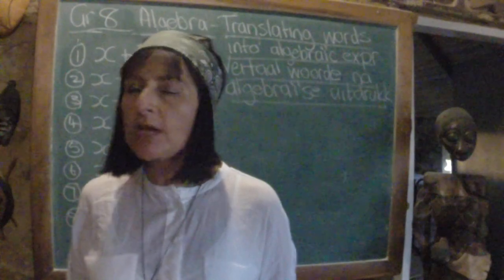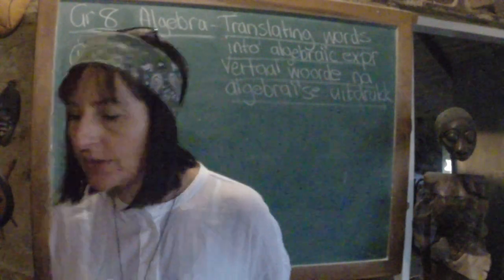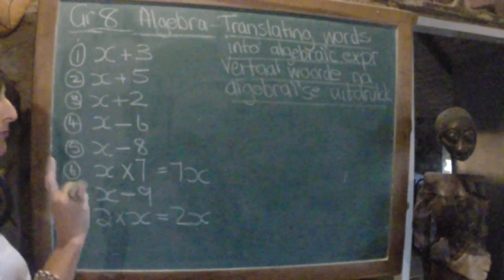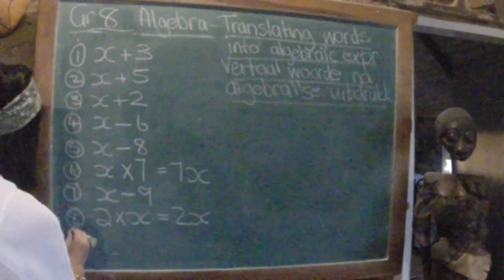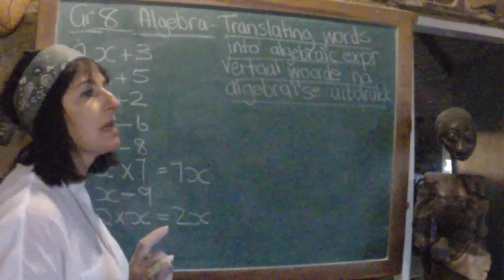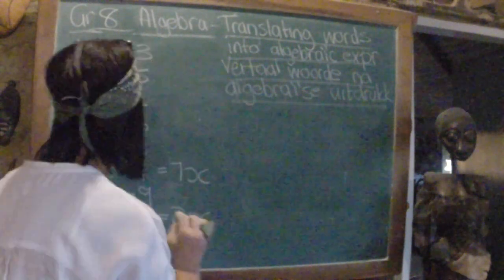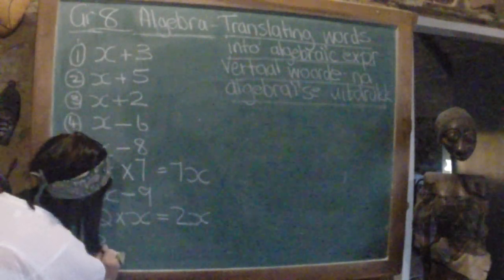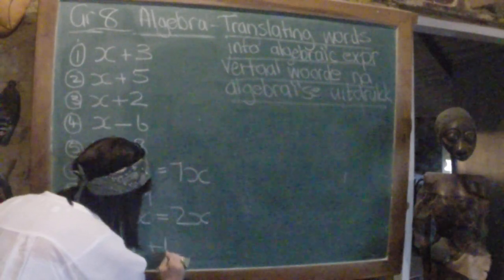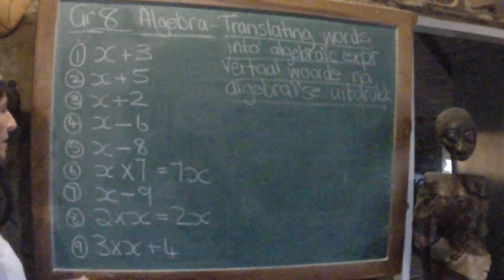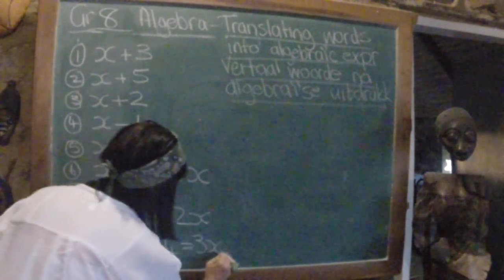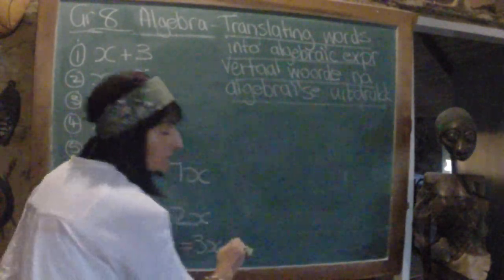4 more than 3 times a certain number. Let's write down. 4 meer as 3 maal 'n sekere getal. 3 maal 'n sekere getal plus 4. 3 times a certain number plus 4. I can simplify it to 3x plus 4. Good.